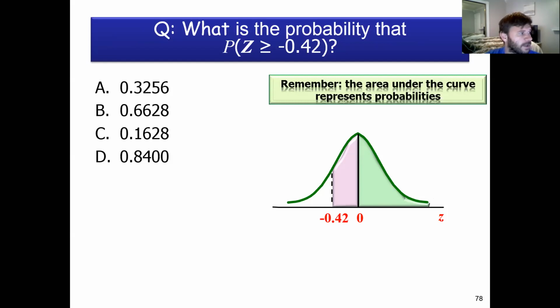So take a moment, go to your one-sided standard normal table, and find the probability that corresponds to that Z value of 0.42. And you can, again, pause the video, and I'll reveal the solution.